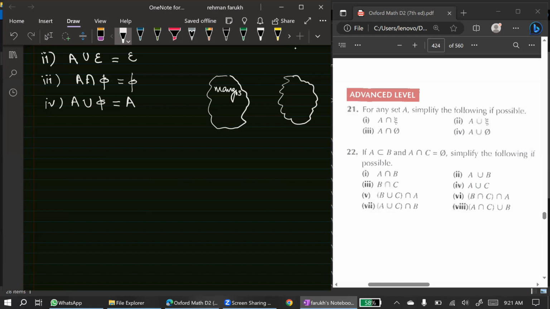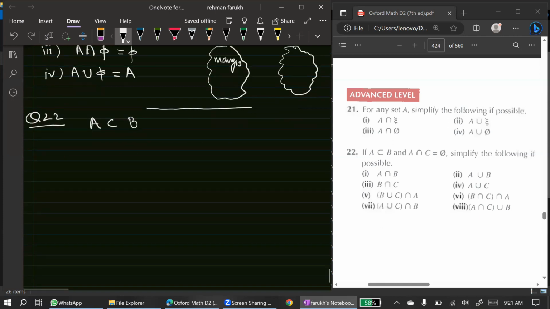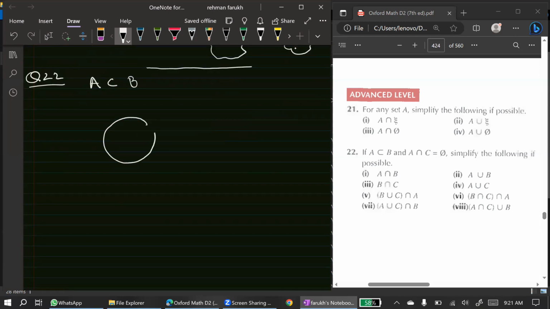Now we will attempt question number 22. A is a subset of B. A is contained in B. This one is A. This one is B. Is this diagram correct according to the given information that A is a subset of B? Yes. We will draw A inside B.